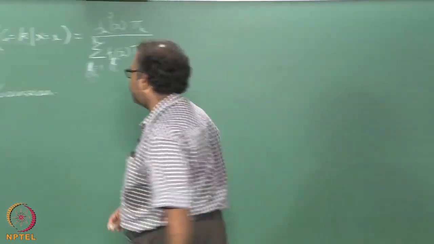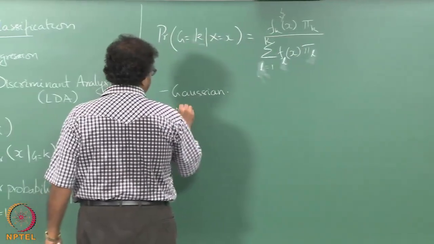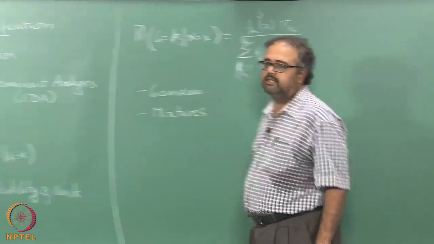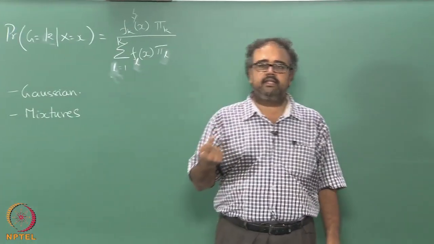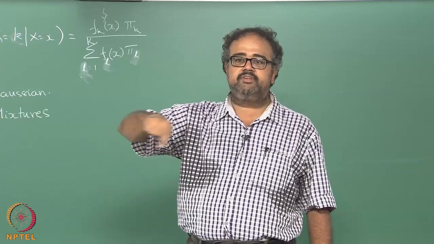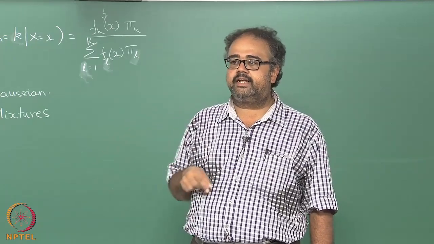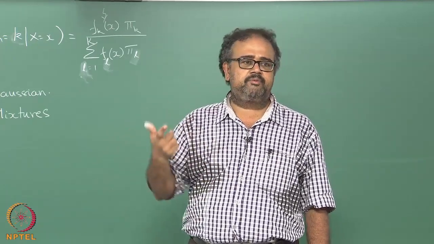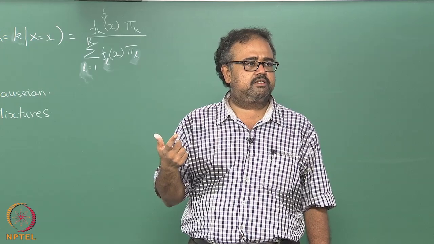You could also assume that the class conditional densities come from mixtures. So instead of a single Gaussian, you assume that there are multiple Gaussians which jointly generate the data. People are familiar with the concept of a mixture distribution?